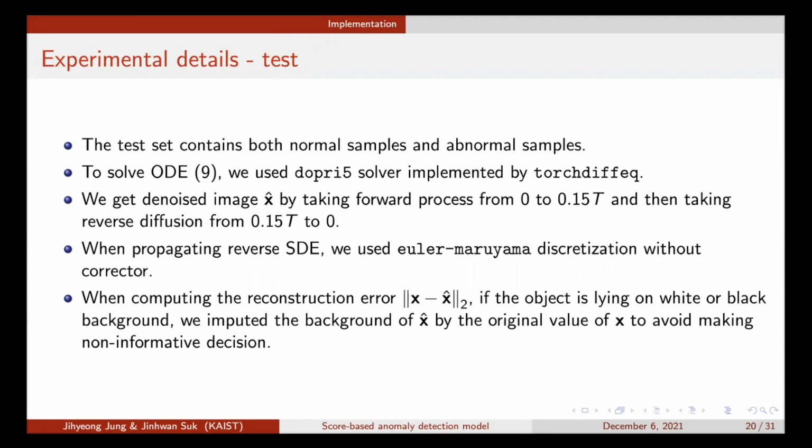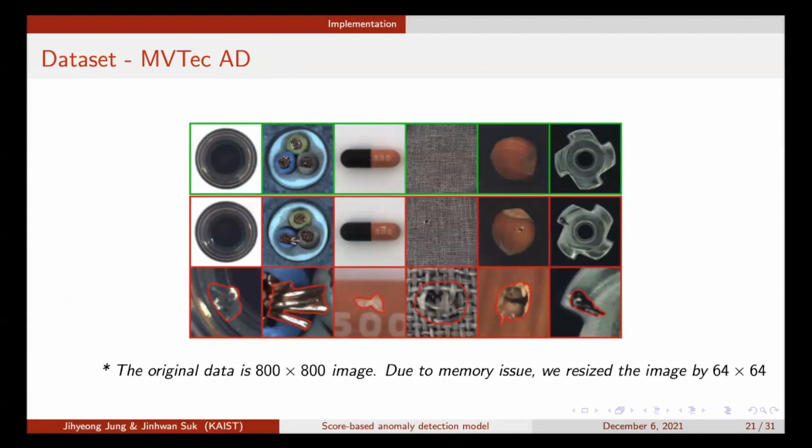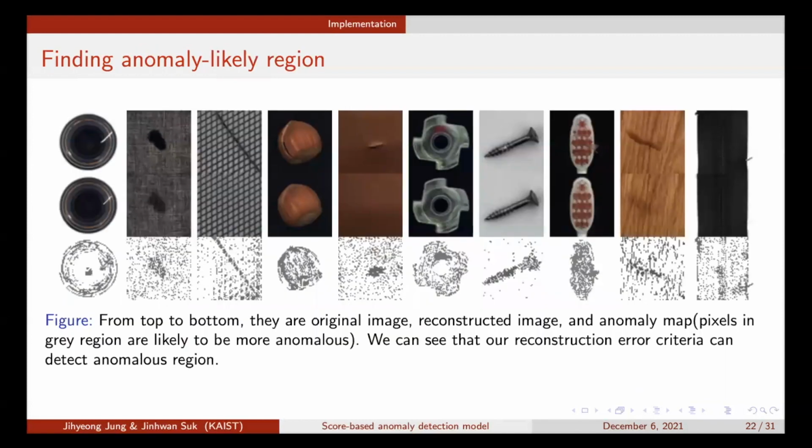As introduced before, we need to separate given images into normal and abnormal regions. So we take the forward process from 0 to 0.15 times t, and then take the reverse process. In taking the reverse SDE, we used Euler-Maruyama discretization, which is the SDE version of Euler discretization. And we used the MVTec AD dataset, and it contains 15 categories. This image shows how our image separation algorithm works. From top to bottom, there are original anomalous images, reconstructed images, and the anomaly-likely pixel map, respectively.